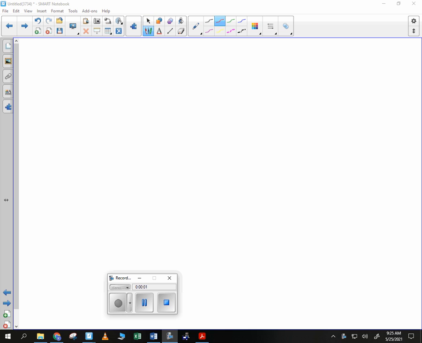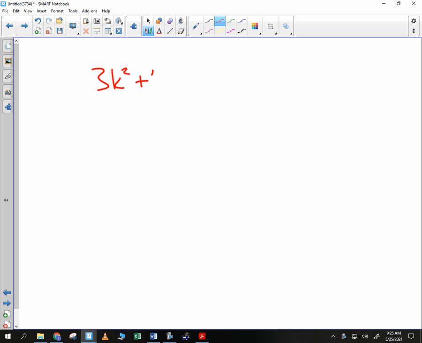My good friend Morgan commented yesterday that there's a piece that looked kind of tricky. Didn't we have something yesterday like 3k squared plus 5k plus 2? Yeah. Well, I got an x in there. That's no good. 3k squared plus 5k plus... Okay, come on, Kevin. 3k squared plus 5k plus 2. Good. All right.